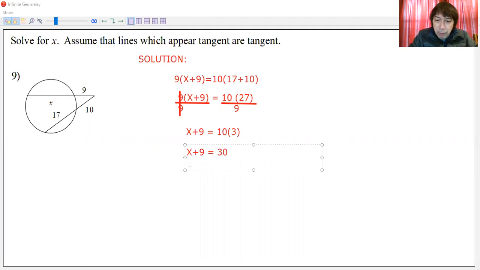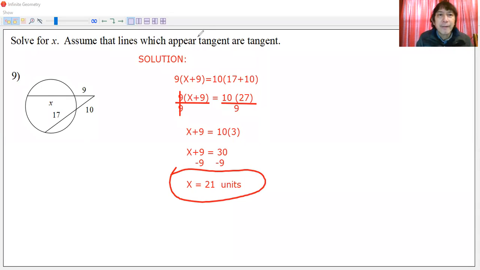We continue by subtracting 9 from both sides, and x is 21. Our final answer must be 21. That's it. And so what is the answer from the computer? Yes, it's 21.